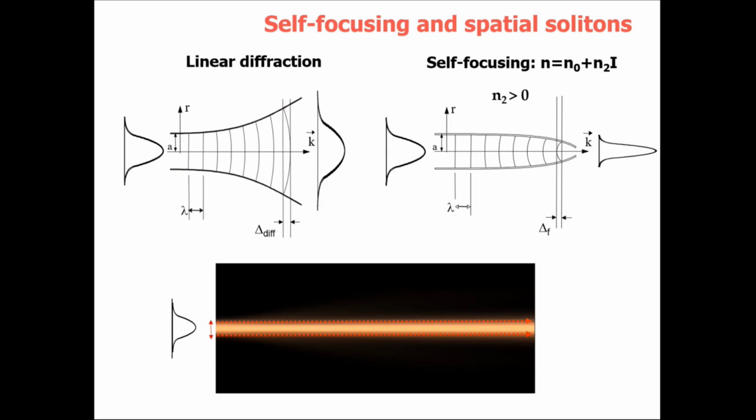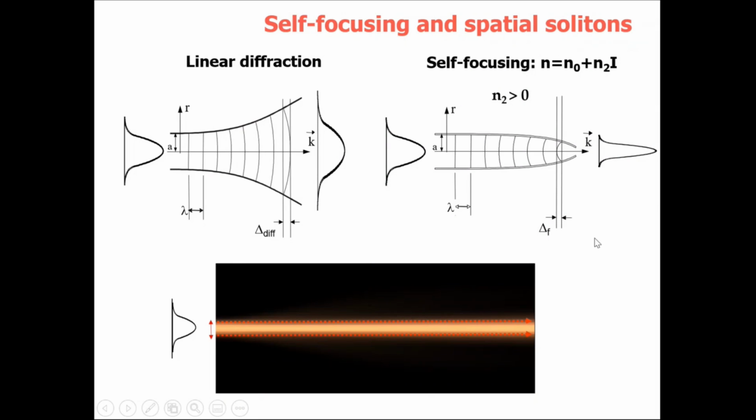So this self-sustaining mechanism is called a spatial soliton, and it's really important because it's the only solution in nature by which light can induce its own waveguide and thereby beat diffraction in propagation.